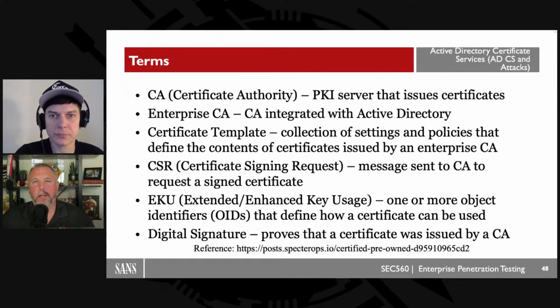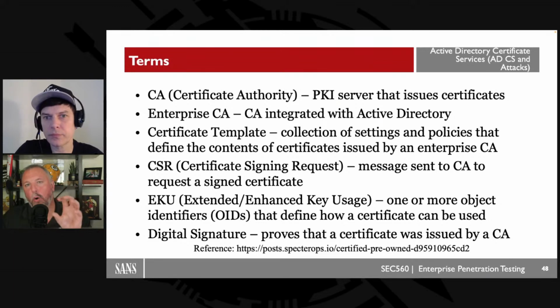Let's go through a couple of the terms here, because I'm going to start using a number of these different terms. I just want to make sure that you've got some of the basics. The CA, that is the server that is trusted. Yeah, this is the big dog. This is the core, the heart, the soul of the entire PKI infrastructure. Our enterprise CA here is the term we use for the CA integrated with Active Directory.